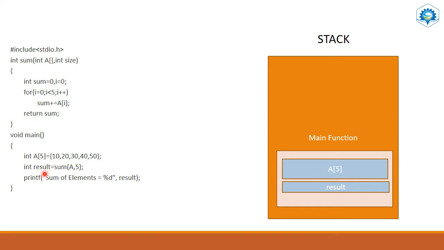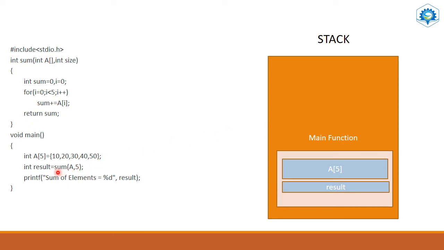Next one is result. There will be some space for the result variable, and for other statements also some space will be allocated by the compiler. So this is the space of the main function in the stack. We know that the stack is of last in first out type. Next, when the function sum is called, the compiler will allocate the space here.